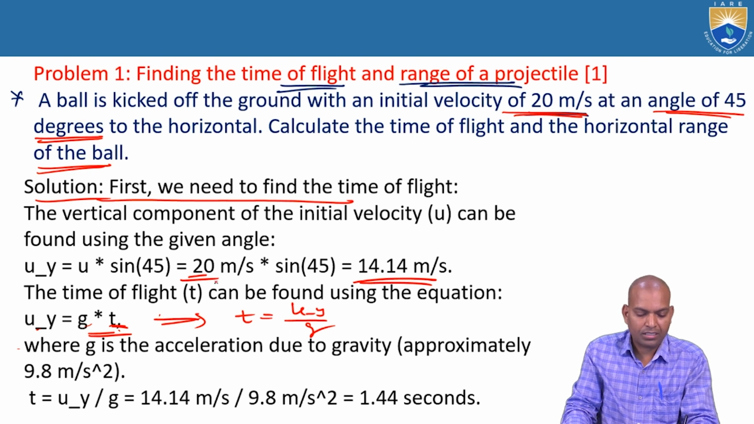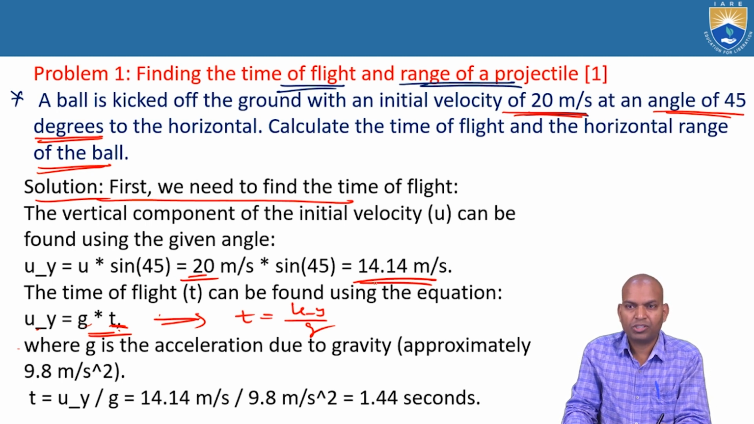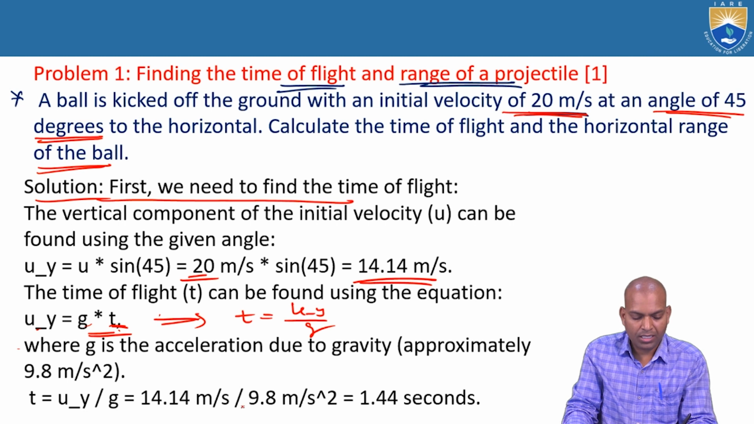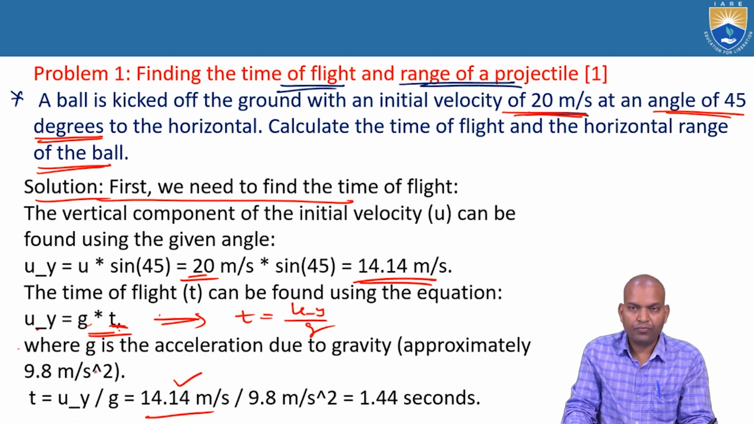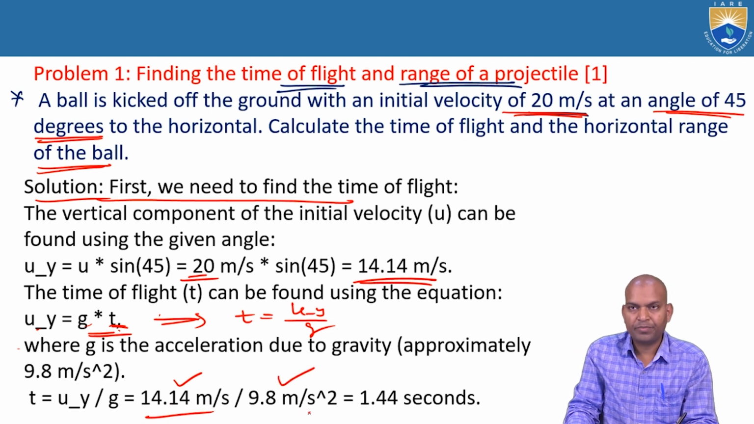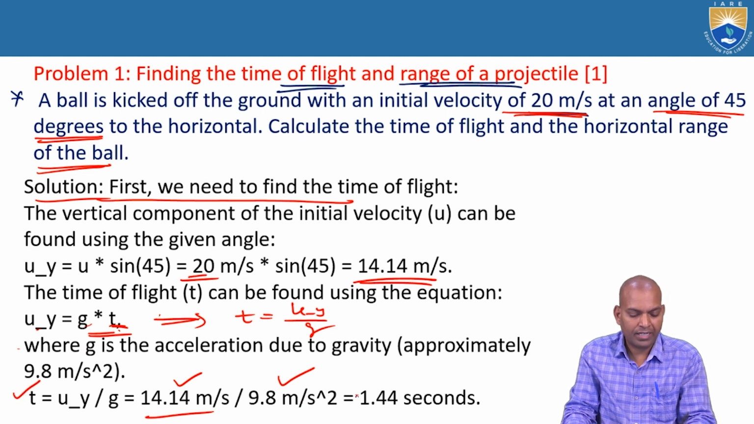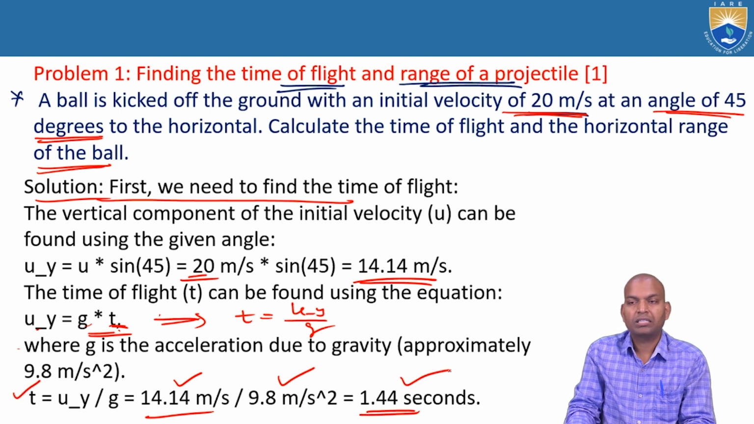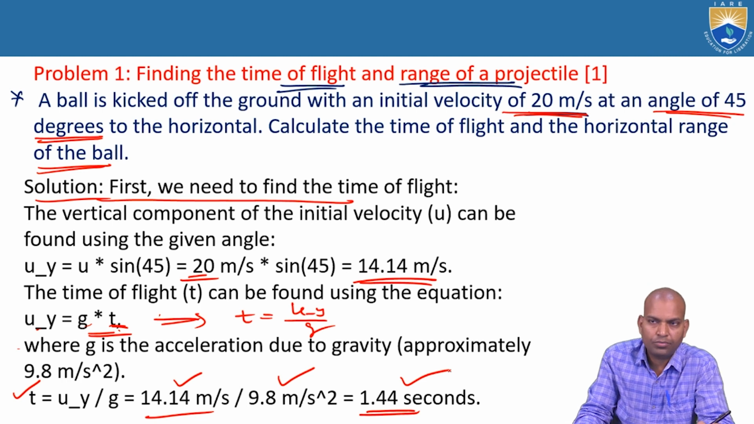What is uy here? That is 14.14 meter per second divided by 9.8. If you substitute here, 14.14 meter per second by 9.8 meter per second squared, the meter per second cancels, and the obtained value of the time of flight is 1.44 seconds. That is the first objective.